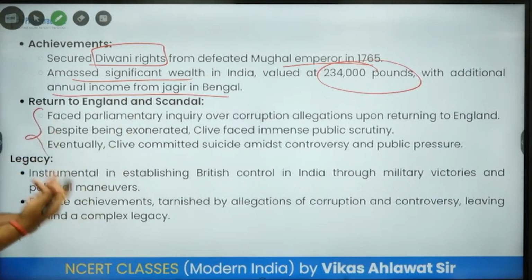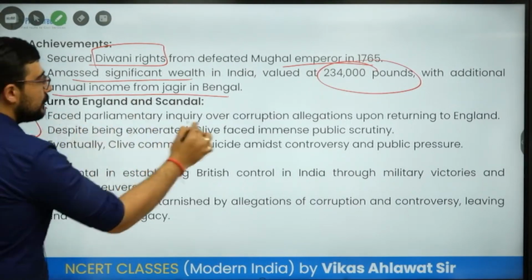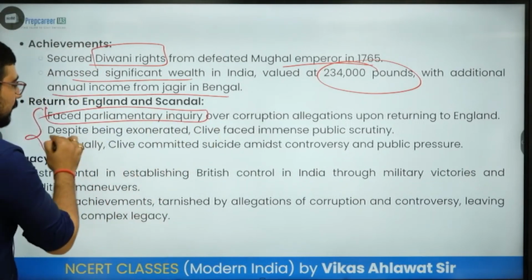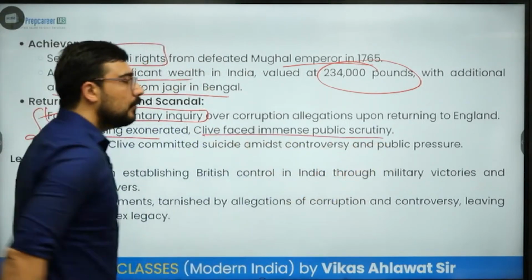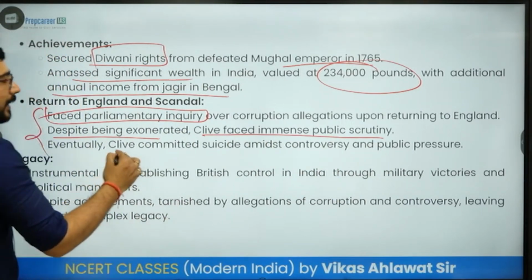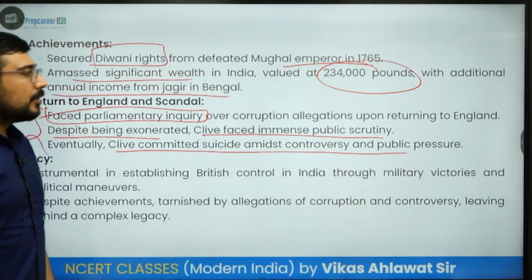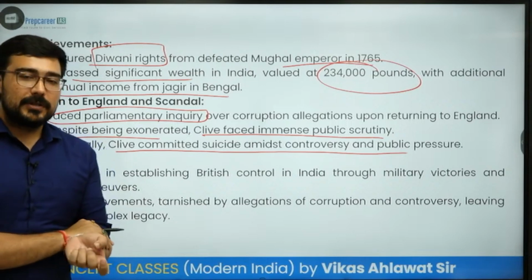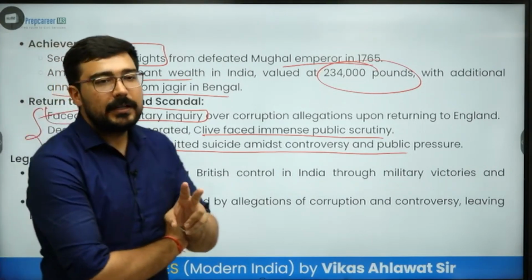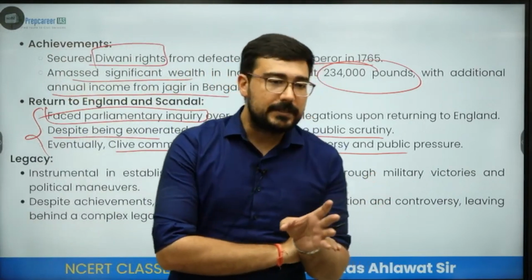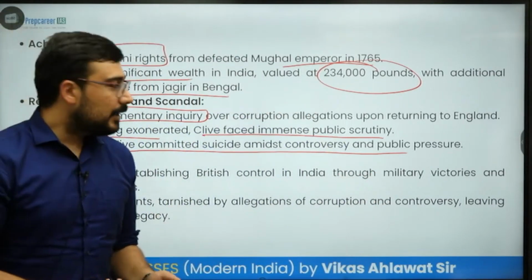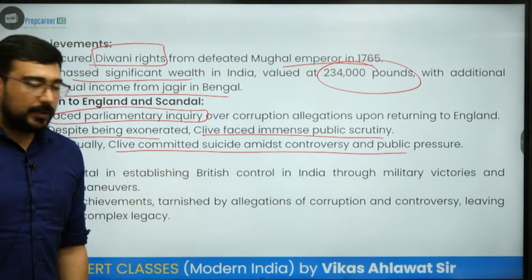When he returned to England, okay, he faced parliamentary inquiry over the corruption allegations. Despite being exonerated, they had freed him, saying he had done nothing wrong, whatever it is. Even though he was a corrupt person, he committed suicide, and controversy arose over public pressure. Some people say that he committed suicide because eventually he realized that he had made a large number of mistakes. So that mental agony, what was a way of repentance? He eventually gave his life in between.